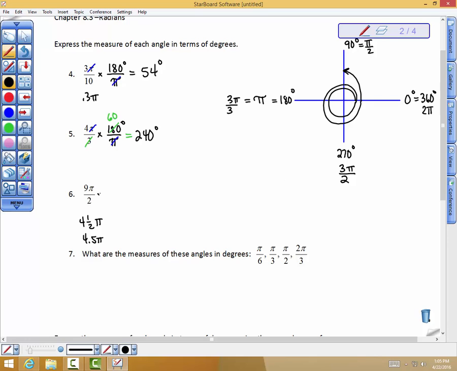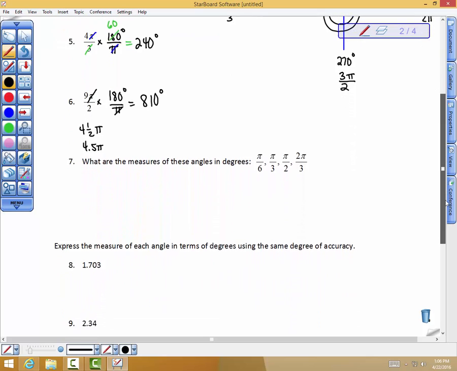But let's go ahead and find it by using 180 degrees over pi. If you cancel those out and you do the work on your calculator, you'll get an 810 degree angle. So 360, 720, and if I add 90 to that, I'm at 810 degrees. That's a coterminal angle to a 90 degree angle.